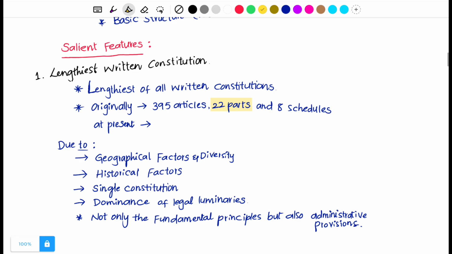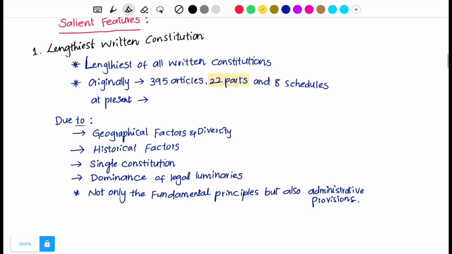Our constitution not only has the fundamental principles but also administrative provisions. We don't simply say that there are only simple fundamental principles, but also we have administrative provisions like the functioning of the Election Commission, or let's say CAG, or other organizations of importance.